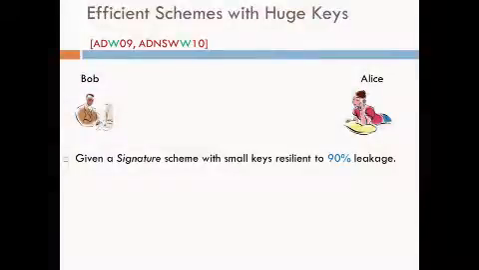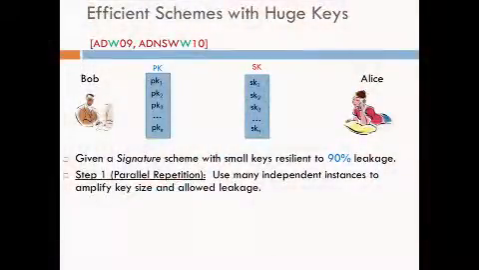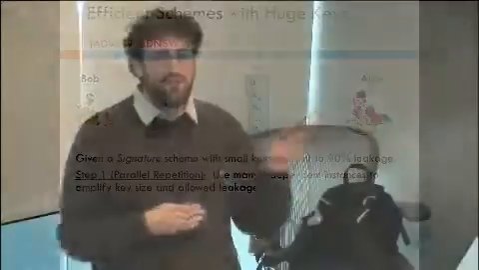Let's say we start, and I'll do it for signatures for now because it's easier to think about, with a signature scheme that has normal small keys, depending on how much security you want, that are resilient to 90% of leakage. Can you construct a scheme with a much bigger key that's resilient to more leakage on an absolute scale, say the same percentage? Here's an idea: let's just take many copies of the scheme. Choose many independent secret keys and public keys, and let Alice store all of the secret keys.